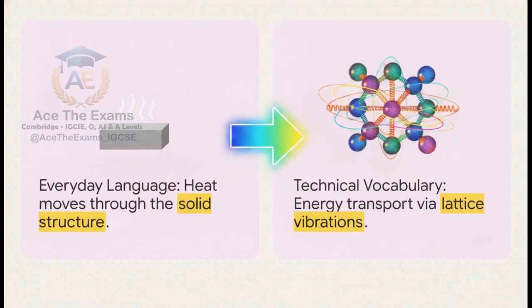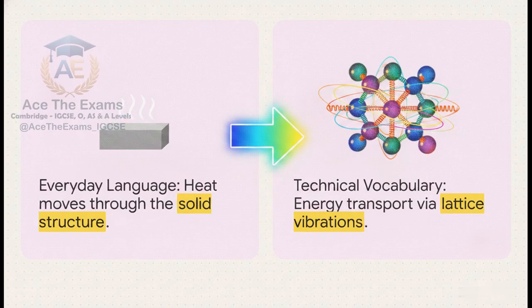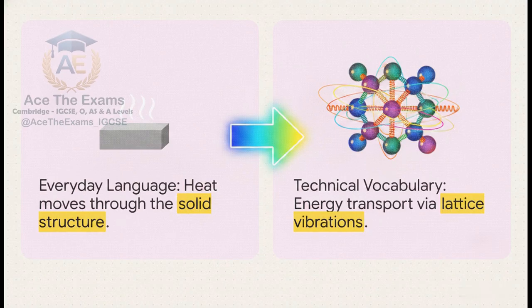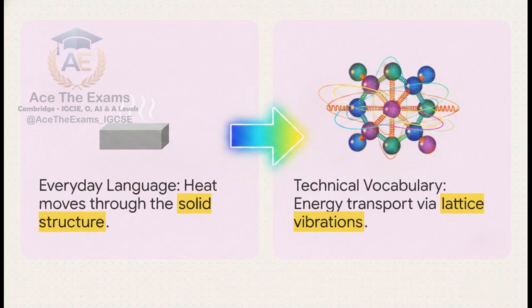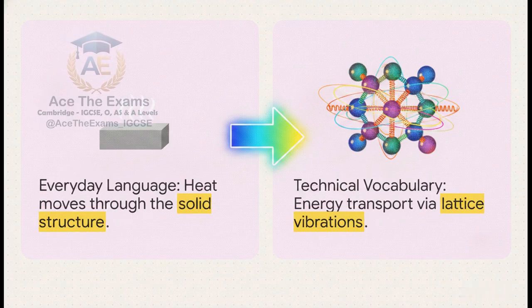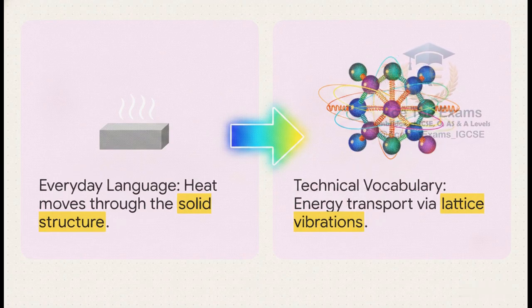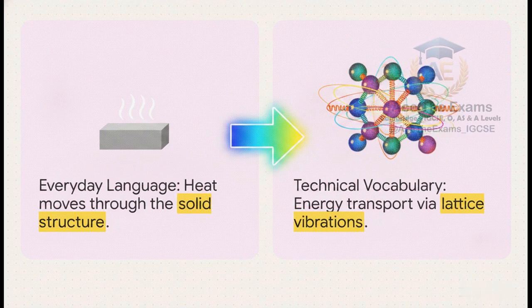And this brilliantly illustrates the massive leap in vocabulary you need to make. Everyday language just says, "Heat moves through the solid structure." Sure, fine for the street. But in A-level physics, your technical vocabulary must sound like this: energy transport via internal atomic lattice vibrations and carrier mechanisms. You really have to upgrade your phrasing so you don't accidentally confuse related macroscopic concepts. We aren't just talking about generic heat anymore. We are talking about the physical transport of energy through a highly structured atomic grid.